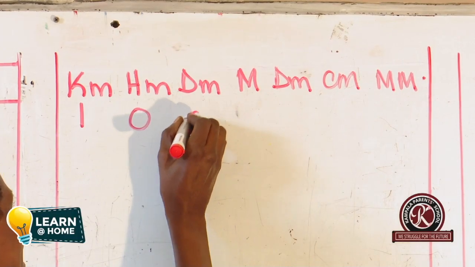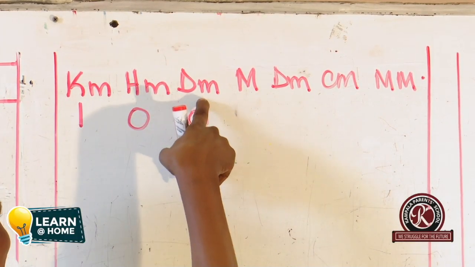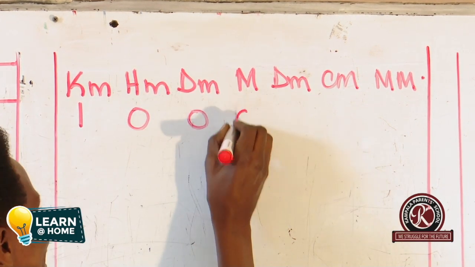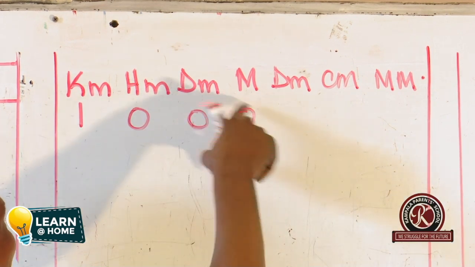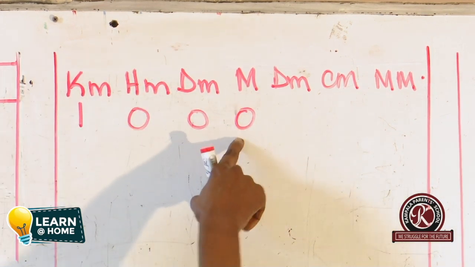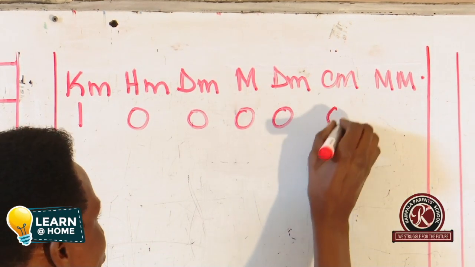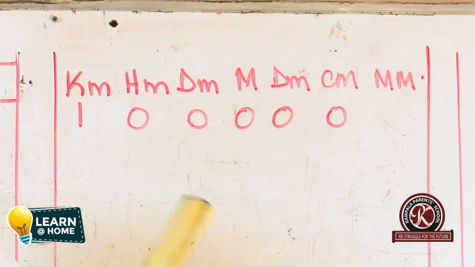Now, I add here this. How many decameters are there in 1 kilometer? 100. Then I put here, how many meters are there in 1 kilometer? 1,000. I put here, how many decimeters are there in 1? And then I put here, I'm stopping where centimeter is. So how many centimeters are there in 1 kilometer?